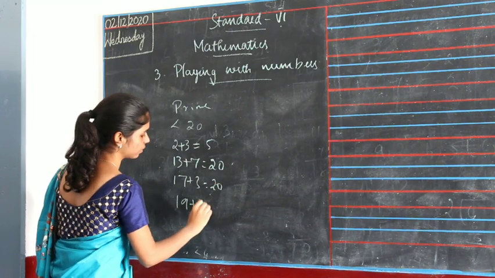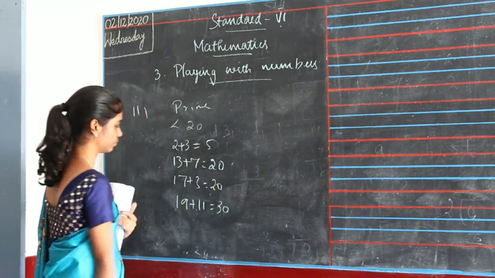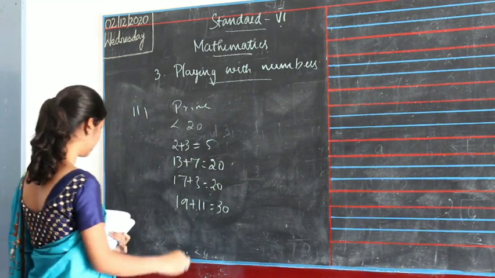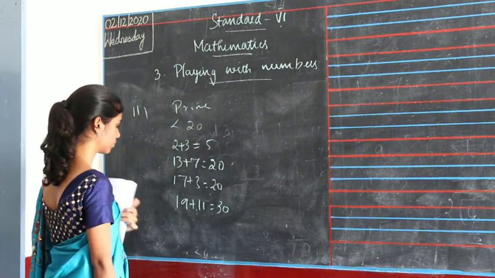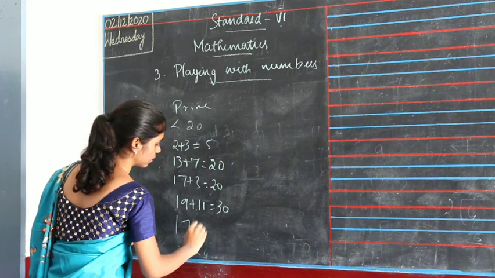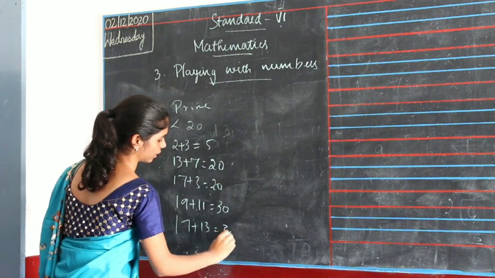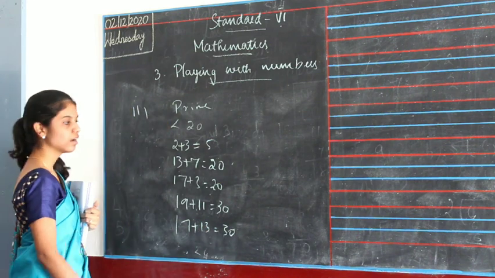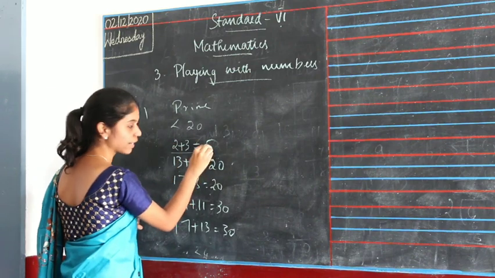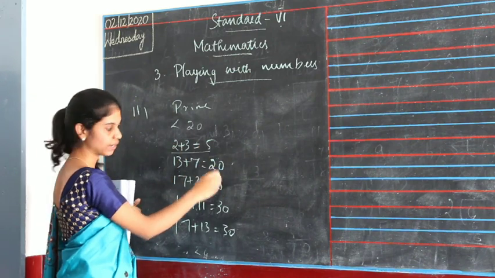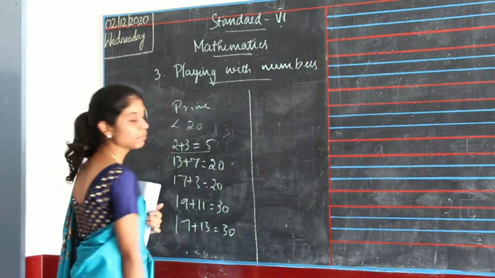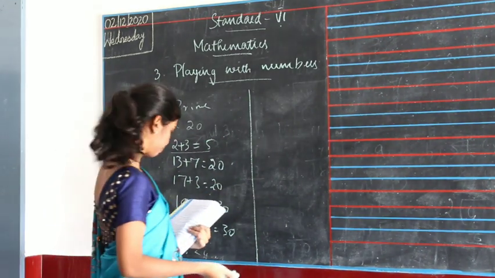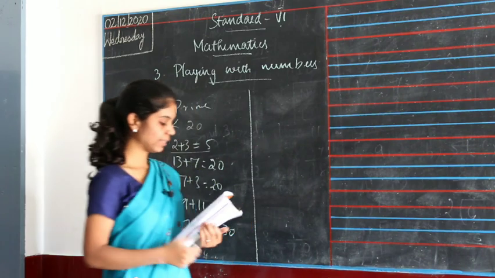And 19 plus 11 will give you 30, and 17 plus 13 will give you 30. So these are all the numbers. On adding them you will get 5, 20 and 30, which can be divided by 5. Find more numbers like this. Okay. Next, fill in the blanks.